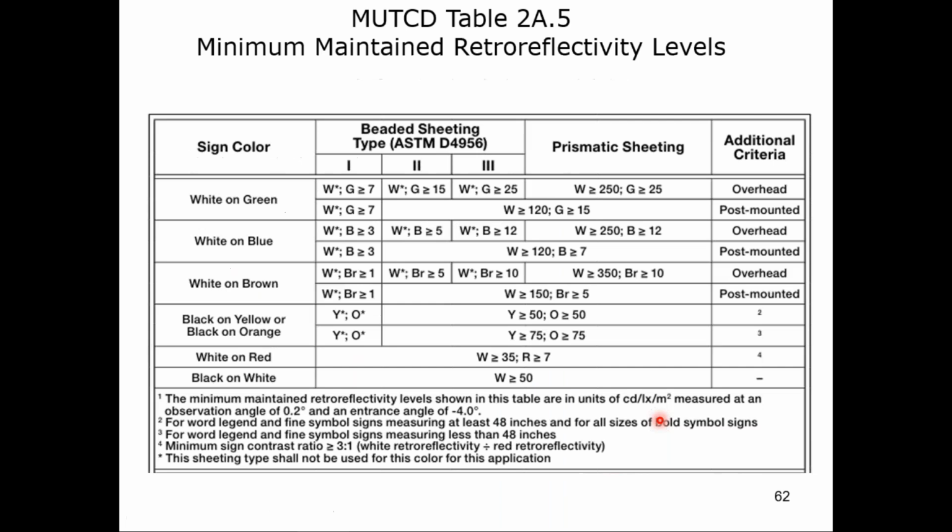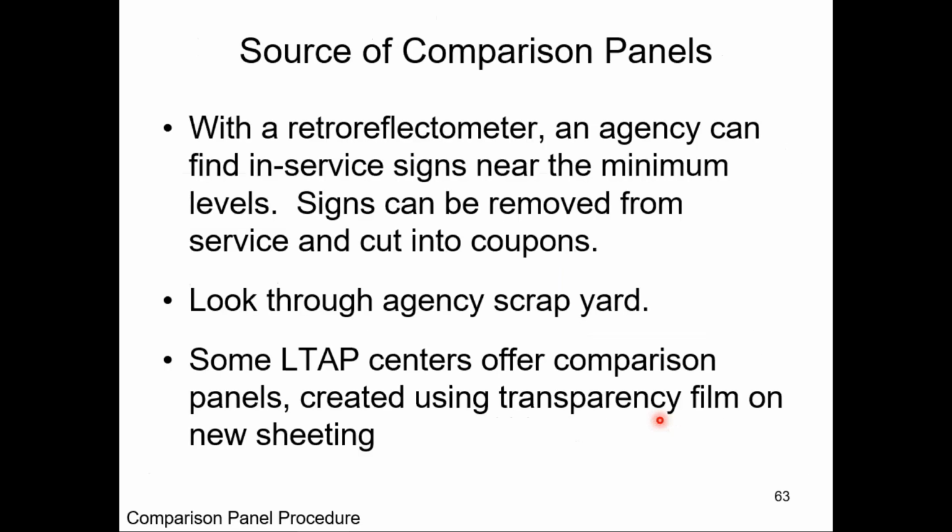And we need to tie Table 2A-5 to this method, and that's why we use panels that are at or near the minimum retro levels. A big question is, where do you get comparison panels? There used to be a little kit from one of the sign sheeting manufacturers that had comparison panels. It had, I think, a light source and some other things in it. Maybe some of you had that or still have that, but to my knowledge, that manufacturer stopped producing those comparison panels. So an issue is, how do you get these comparison panels?